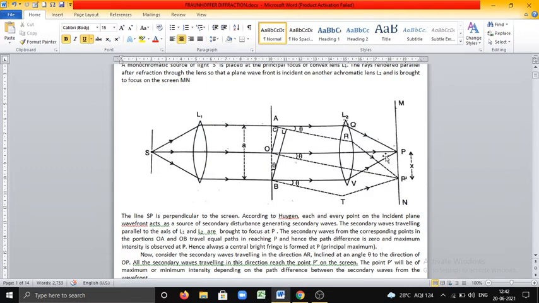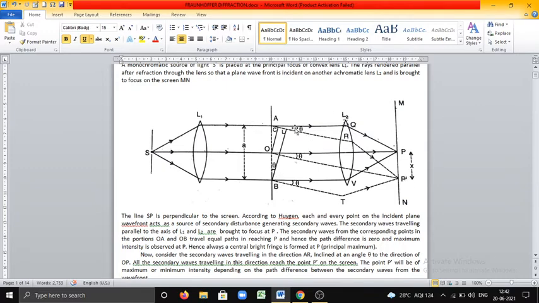Hence, P always corresponds to a central bright fringe or principal maxima. Since the path difference is 0, all the waves reaching P produce the central bright band, which is called the principal maximum. Now consider the rays traveling in the direction AR.